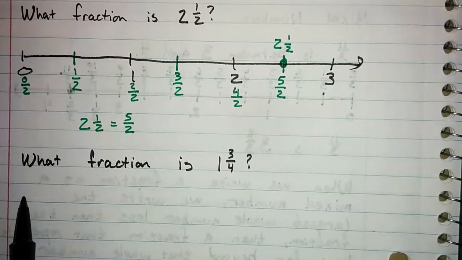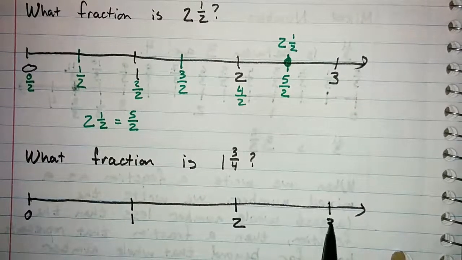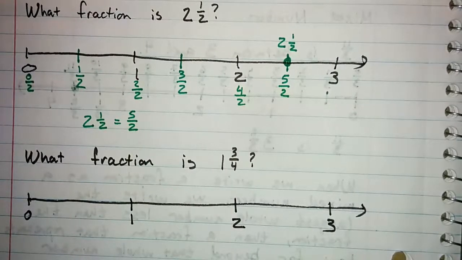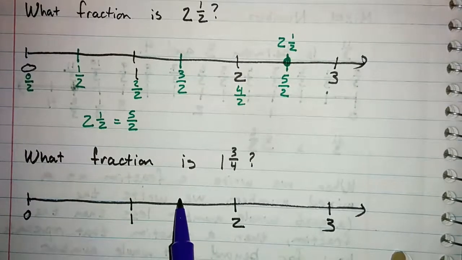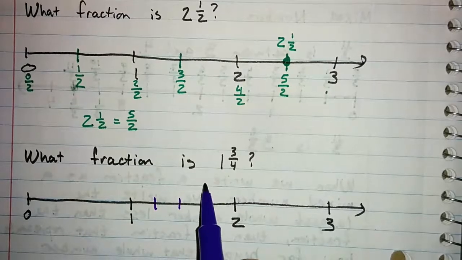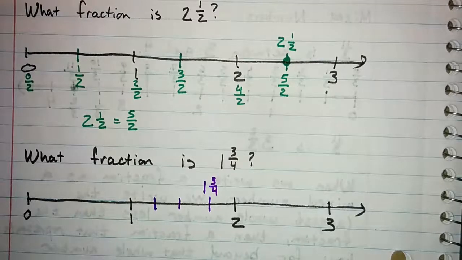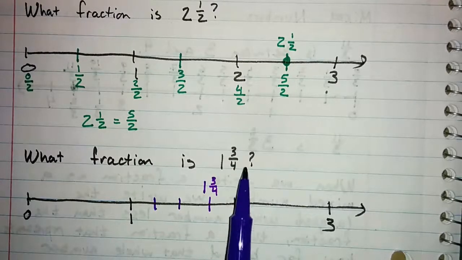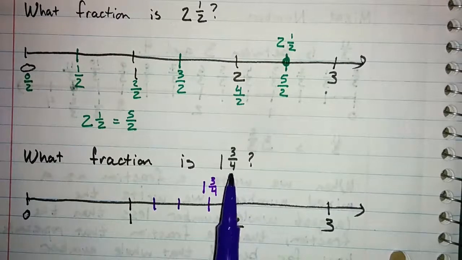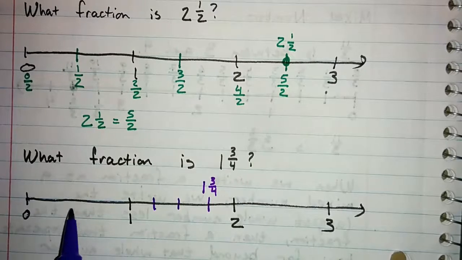Alright, well, here I have a number line showing the whole numbers 0, 1, 2, 3. To draw 1 3/4, I'll need to divide this unit from 1 to 2 into 4 equal parts, and then count out 1, 2, 3 of them. Here I have 1 3/4. What fraction is this? Well, it's going to be the same kind, fourths, so I'll need to split my other units into 4 equal parts as well.